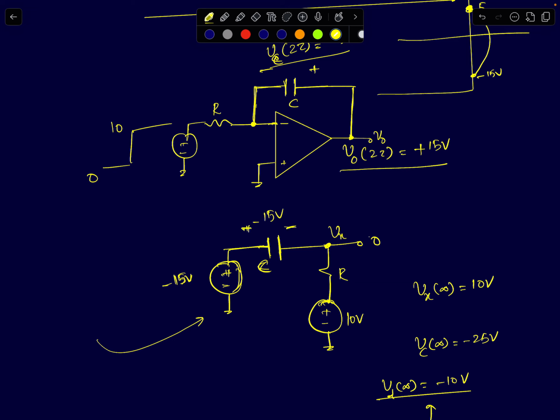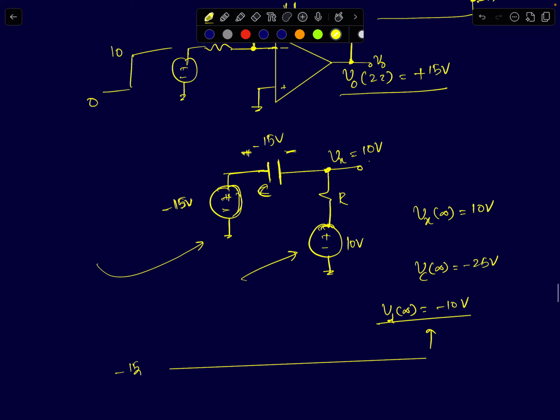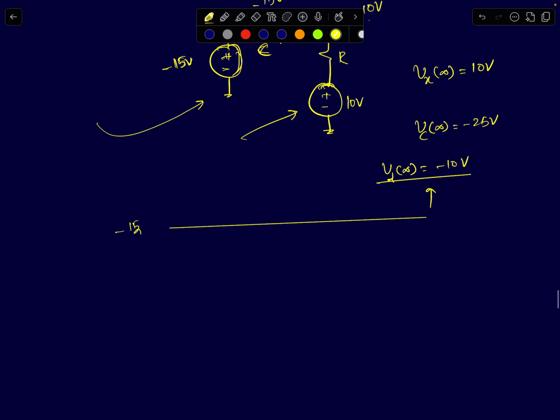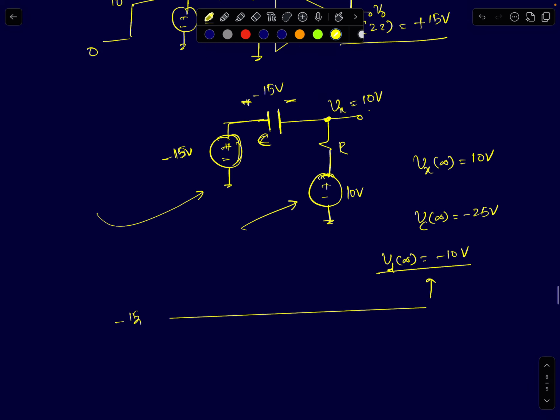So Vx eventually will come to 10 volts because the input is at 10 volts, so that the current in the circuit is 0. The cap will act like an open circuit, and the capacitor will reach steady state. The voltage across the capacitor will be minus 25 volts. So the only difference here is the initial starting point. As far as Vx is concerned, it will remain the same as it was in the previous case. There is no change there.